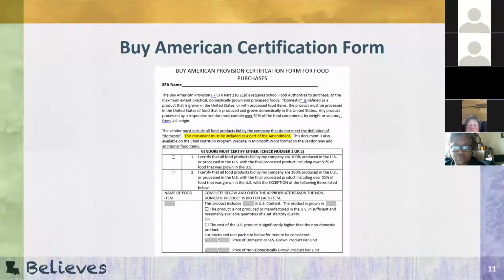The state agency requires that all procurements involving the purchase of agricultural products must include the Buy American certification form in the procurement document. Each vendor must include the completed Buy American certification form along with their bid. A bid that does not include the completed form should be considered non-responsive.